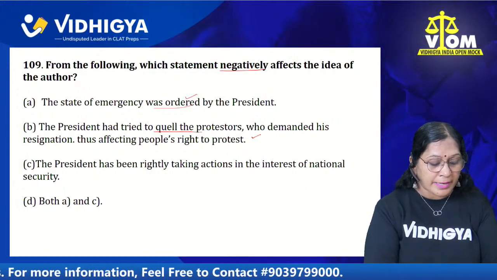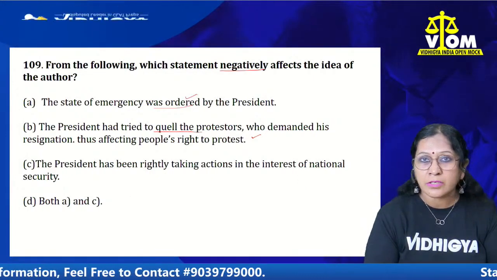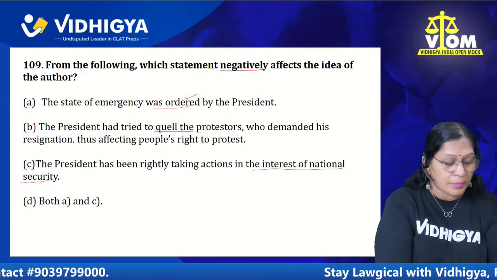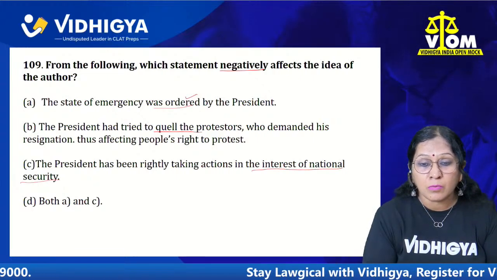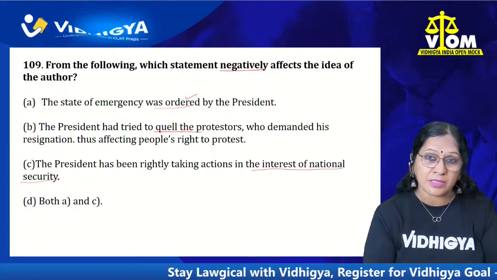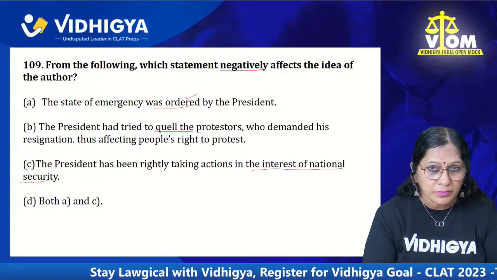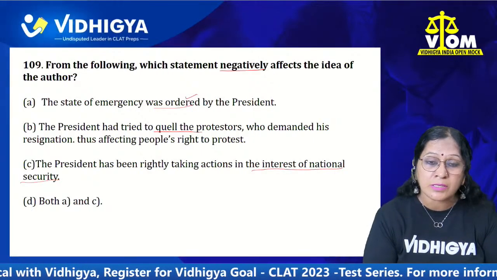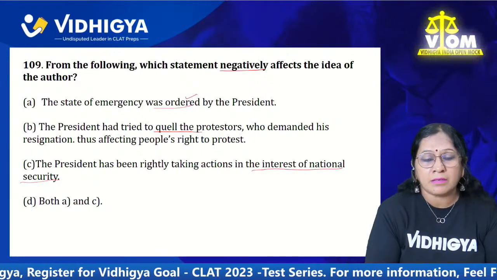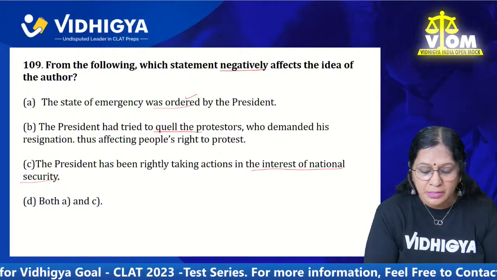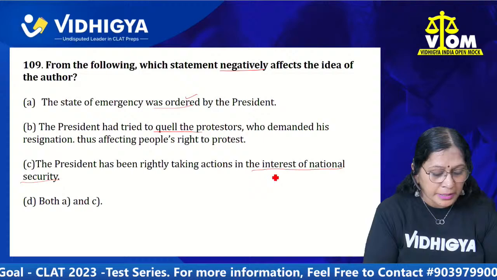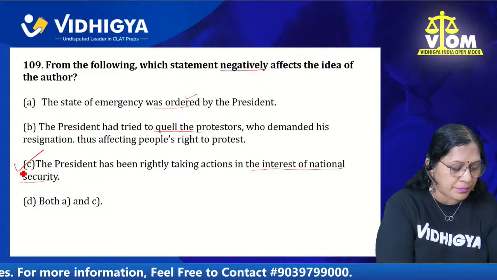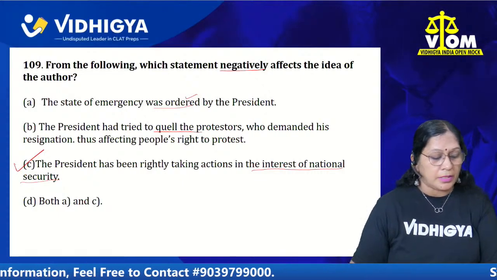The president has been rightly taking actions in the interest of the national security, again. Was it? He got those people arrested. But then, was the purpose of those arrests national security? No. He had imposed emergency and then he was getting those people arrested. Why? Because they were raising voices against him and they were demanding that he should resign from the post. Right? So it was not in the interest of the national security, and hence C will be your answer. Clear?